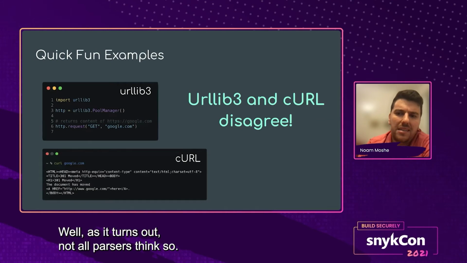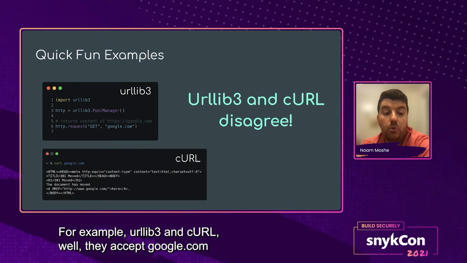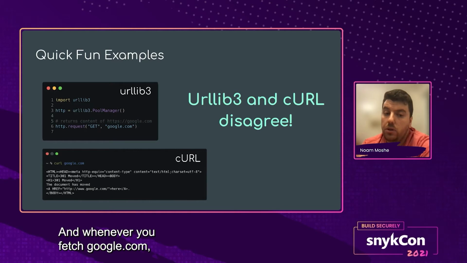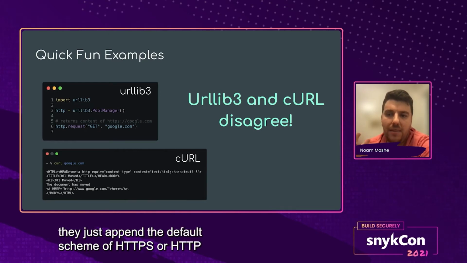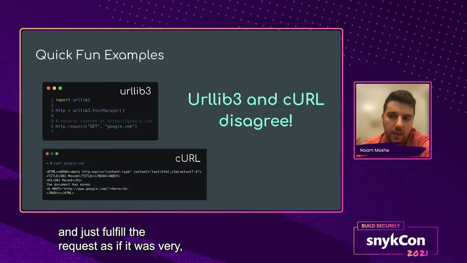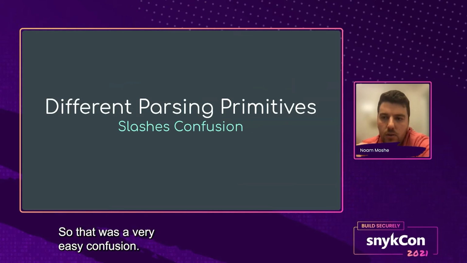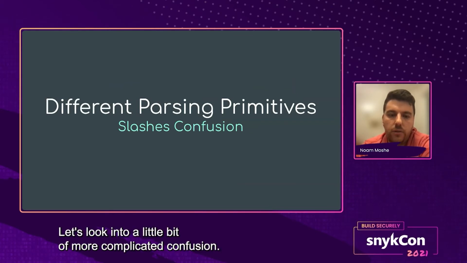Well, as it turns out, not all parsers think so. For example, urllib3 and curl accept google.com as a valid URL. And whenever you fetch google.com, they just append the default scheme of HTTPS or HTTP and fulfill the request as if it was very simple. So that was a very easy confusion. Let's look into a slightly more complicated confusion.